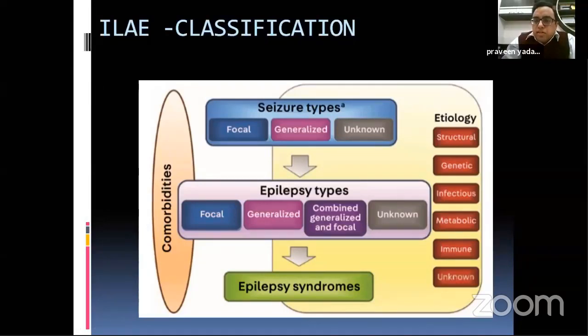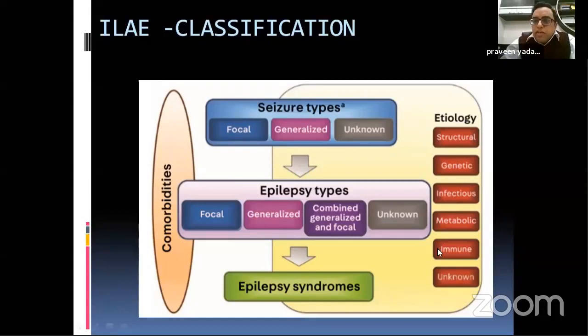So there may be a structural etiology like an old stroke, a tumor, or some AV malformation, or a congenital developmental malformation. It could be some genetic epilepsies, as we know that now gene studies are coming into play. So then you may be finding out a genetic epilepsy like Dravet syndrome, that is the sodium channel 1 mutation. It could be infectious or post-infectious syndrome. It could be a metabolic syndrome like GLUT1 deficiency, which is giving rise to the epilepsy.